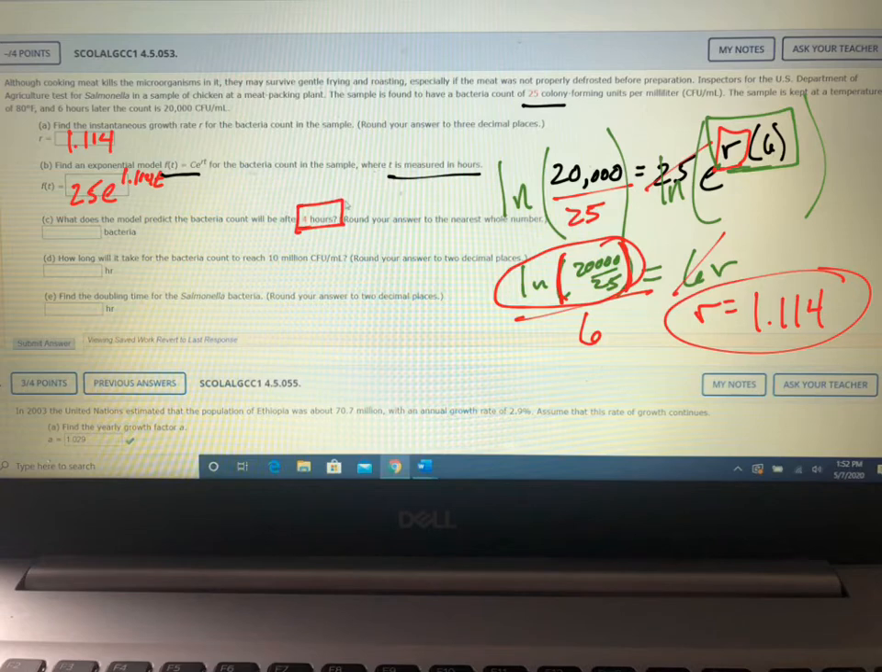And then what does the model predict the count will be after 4 hours? So now you plug in 4 for t. t equals 4, so punch that in and see what you get. So your answer is 2154.